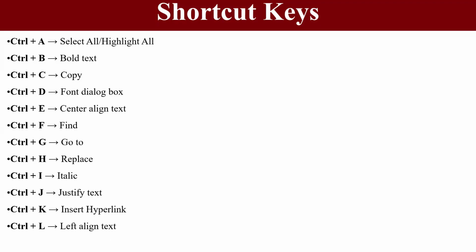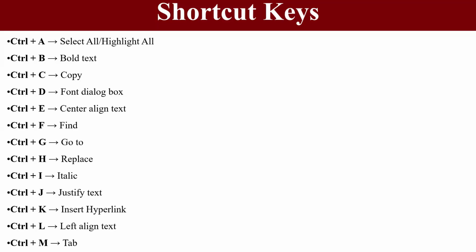Then Control L, left align text. Left align text is used to bring your writing to the left hand side. That is to align it at your left hand side. That is why it's called left align text. Then Control M, tab. Tab means it's not even a double space. It's just to jump from one place to another.